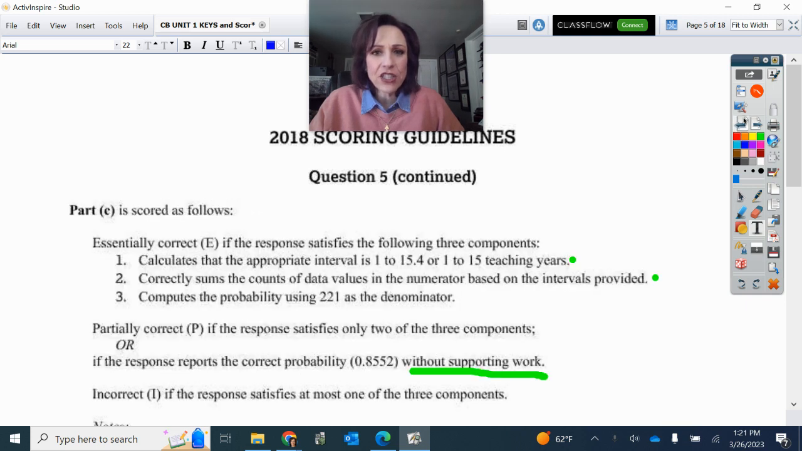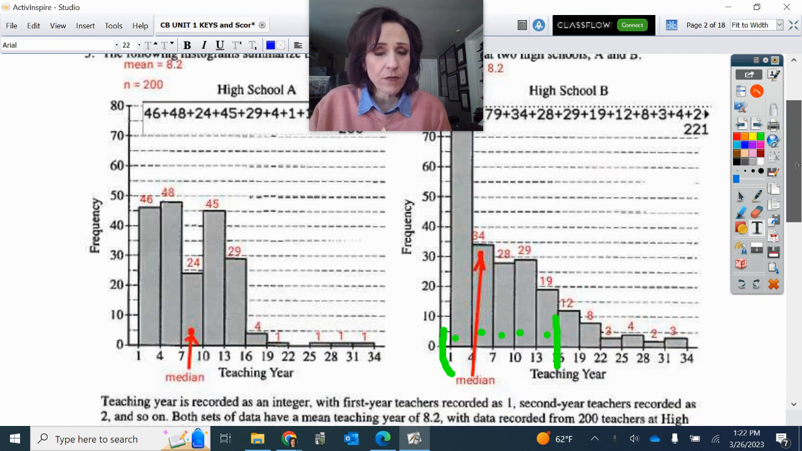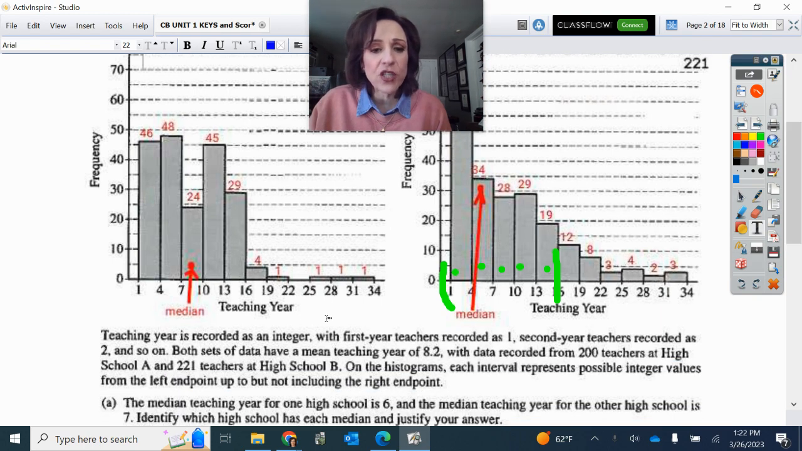All right, we're going to go ahead and take a look at problem 5 on the 2018 test. So this was our one variable descriptive data. Here we had 2 quantitative graphs of histograms, high school A and high school B, showing teaching years. They also stated that the teacher years were recorded as an integer, that's a whole number, and they specifically state what a histogram does, that the left value is the first one included in that bar.